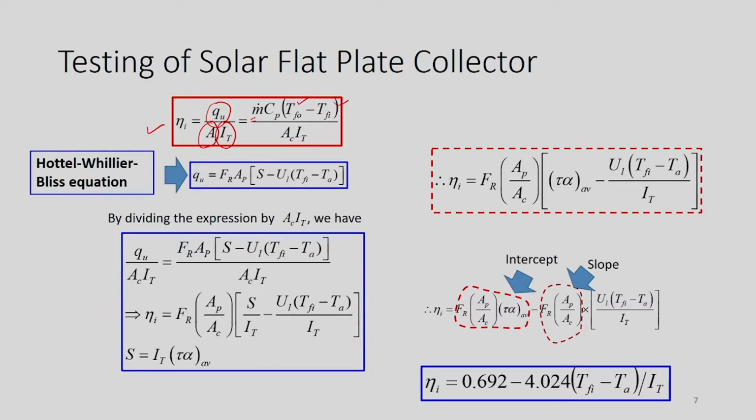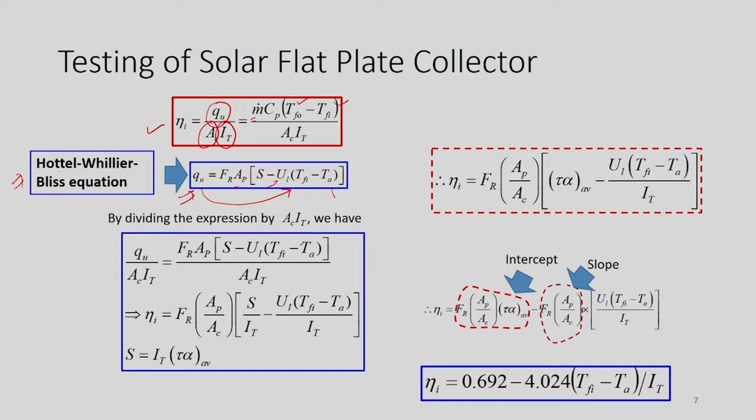Also, we know the famous equation for measurement of useful heat gain, which is given by the Hottel-Whillier-Bliss equation. So, Q_U is equal to F_R A_P [S − U_L (T_Fi − T_a)]. This expression Q_U is related with T_Fi. If we know the fluid inlet temperature and the ambient temperature, and if other values are known, then straight away you can calculate what will be the useful heat gain.